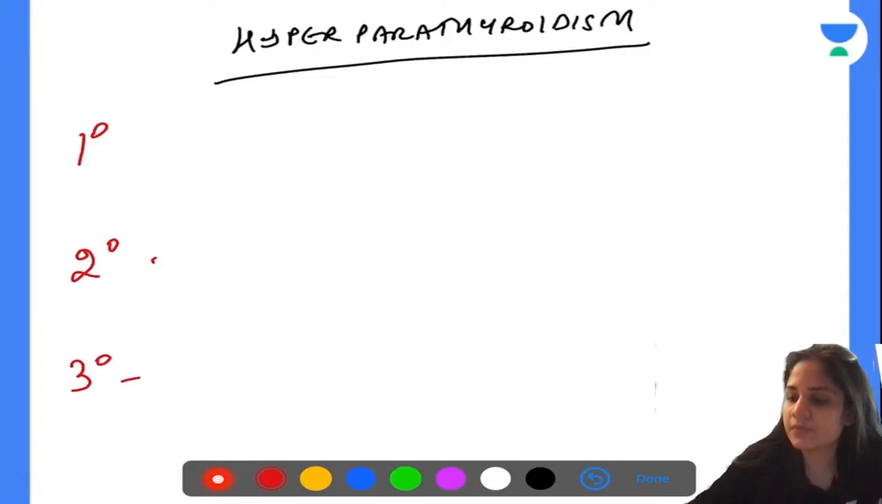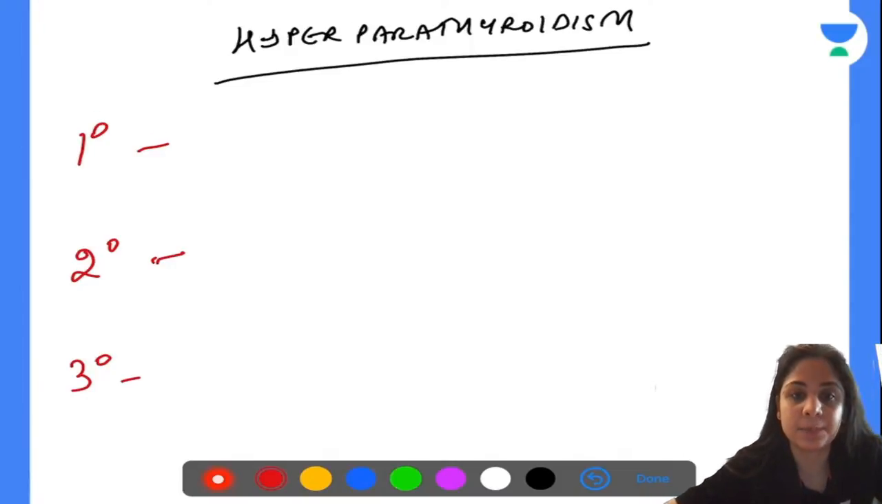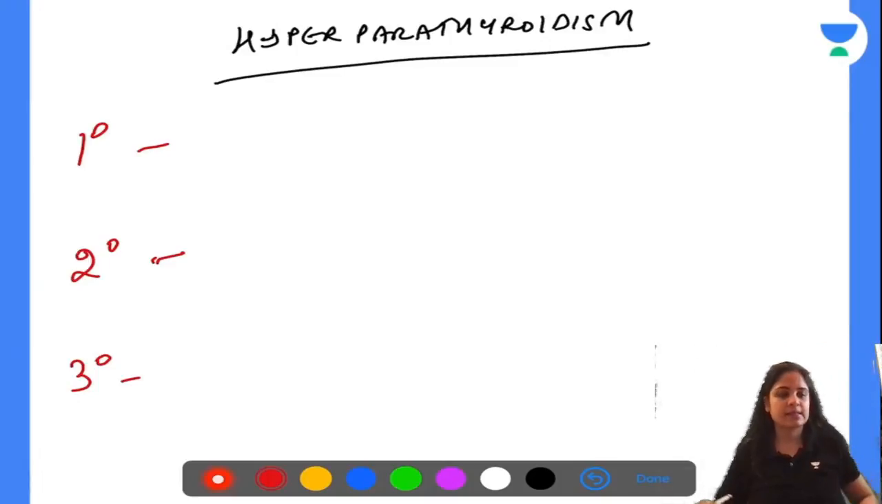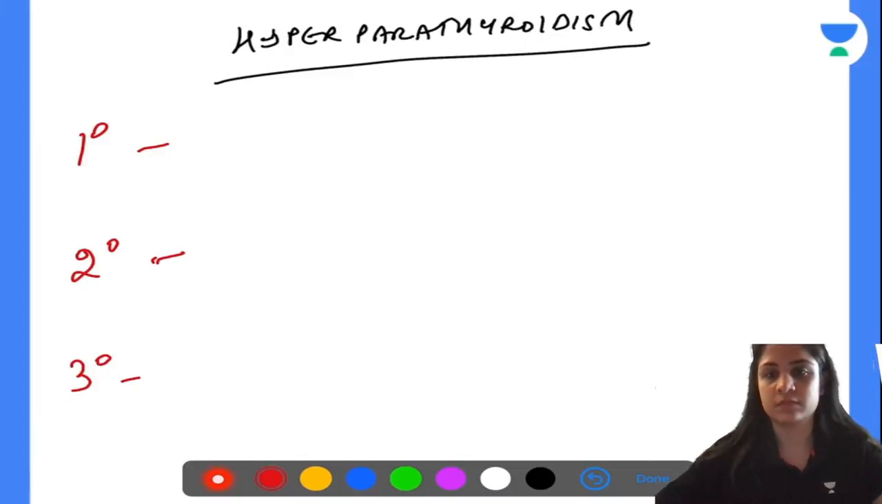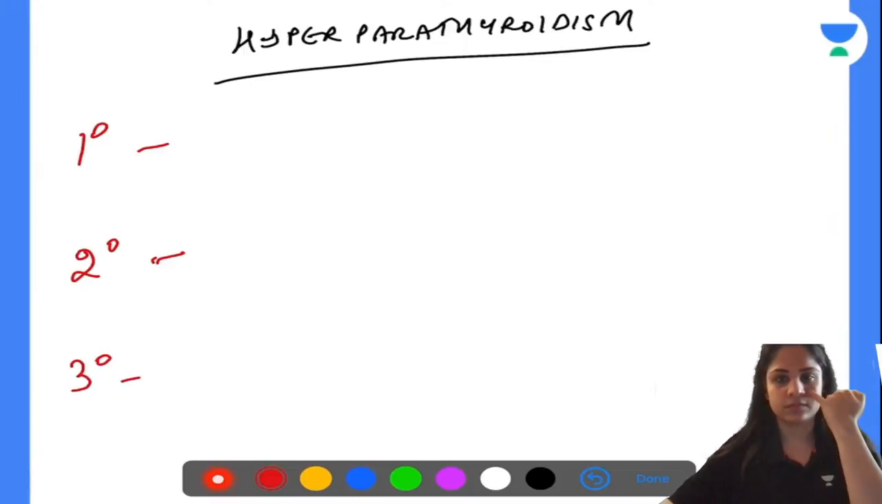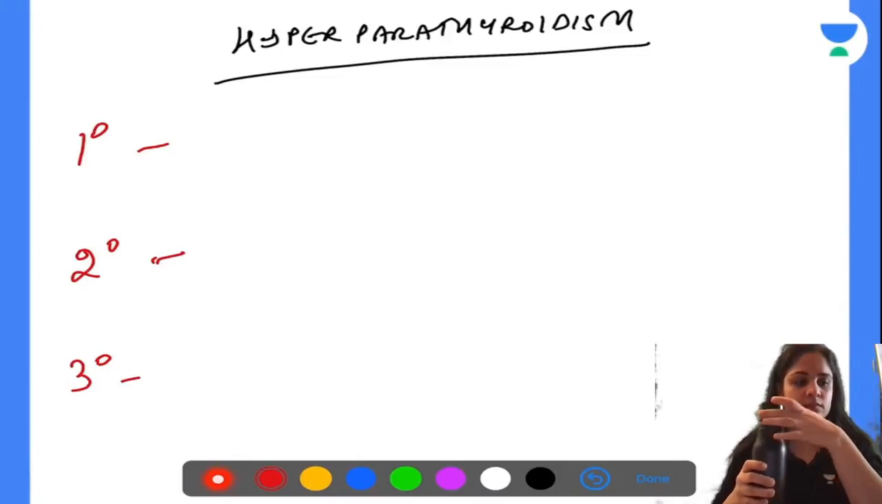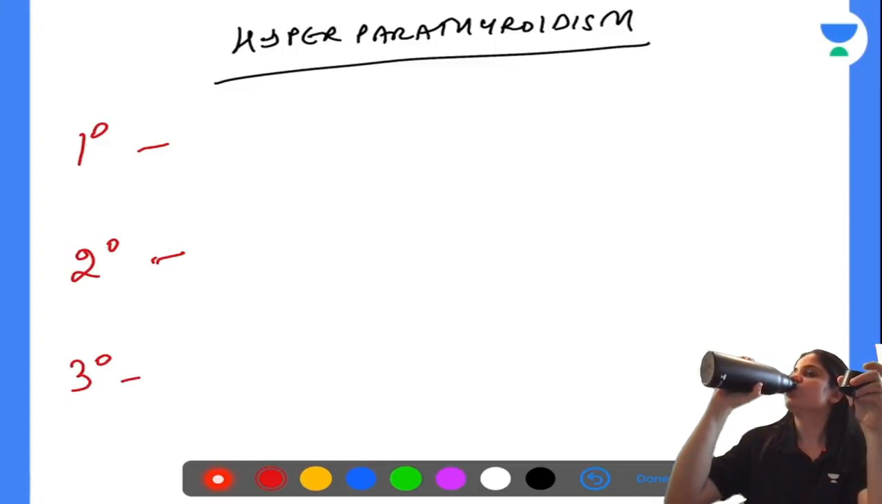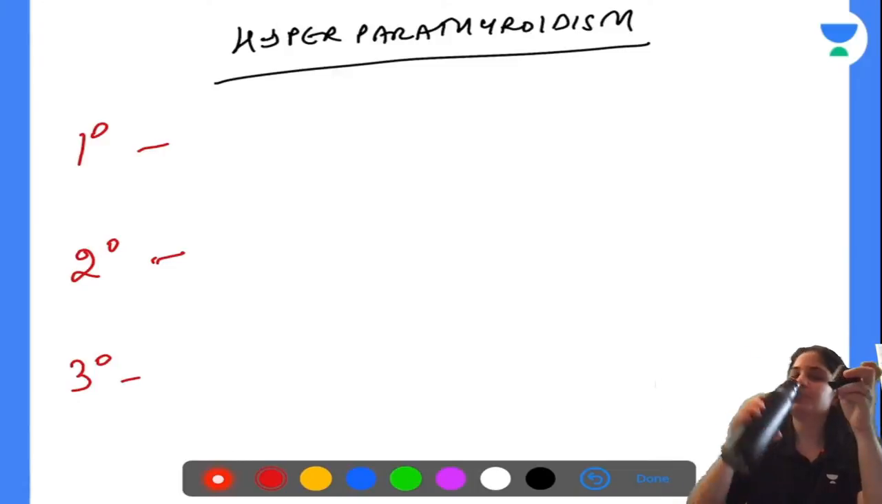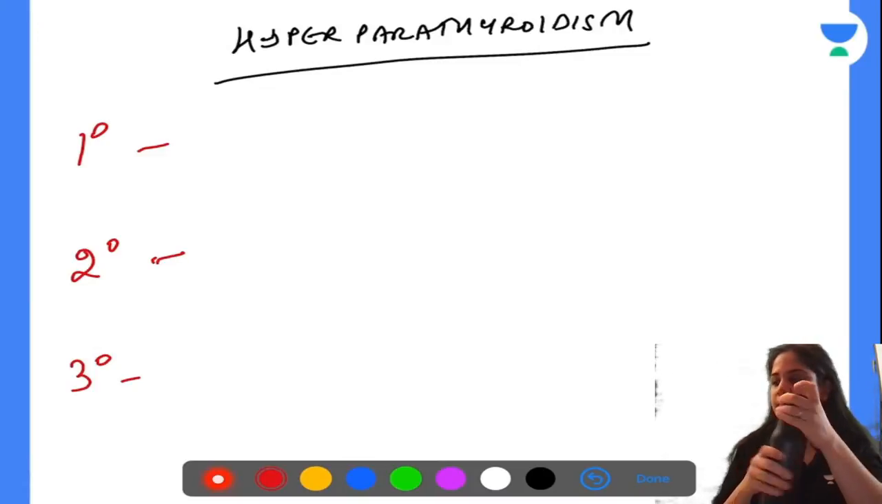hyperparathyroidism. So you have to tell me when do you have primary, when do you have secondary, and when do you have tertiary hyperparathyroidism. Give me examples of all of them. Tell me, when do you get primary, when do you get secondary, when do you get tertiary hyperparathyroidism?